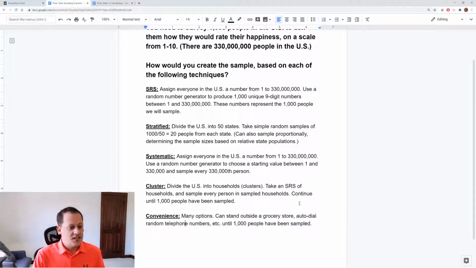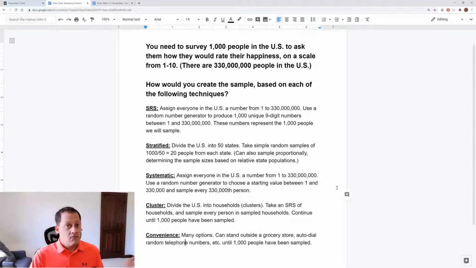So you could stand outside a grocery store. You could just plop yourself right outside Walmart and ask people as they go by, hey, on a scale of 1 to 10, how happy are you? If you're there long enough, you'll get 1,000 responses. But is that a good representation of the United States? Probably not. It's a good representation of the people in Anderson who go to Walmart, I suppose. But that's not the United States.